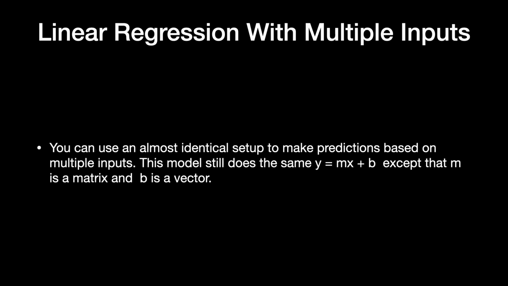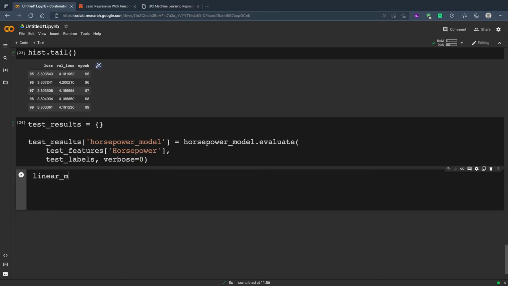Linear regression with multiple inputs. You can use an almost identical setup to make predictions based on multiple inputs. This model still does the same y = mx + b, except that m is a matrix and b is a vector. Create a two-step keras sequential model again with the first layer being the normalizer, tf.keras.layers.Normalization, axis equals -1, you defined earlier and adapted to the whole dataset.